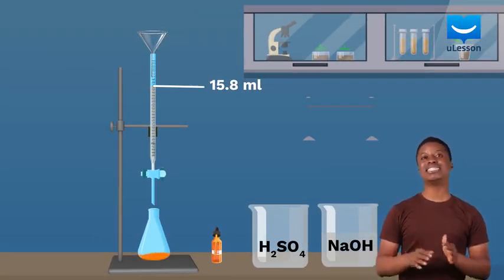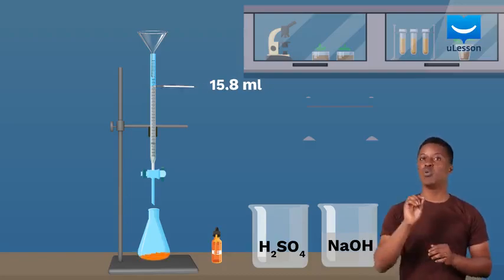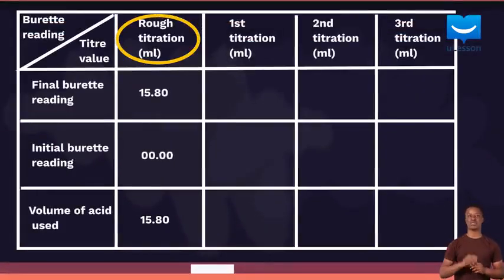Now, since this is the very first titration, we will call it the rough titration. Bearing in mind that the end point of the reaction is quite close to 15.8 milliliters, we will perform 3 more careful titrations in order to get more accurate readings.